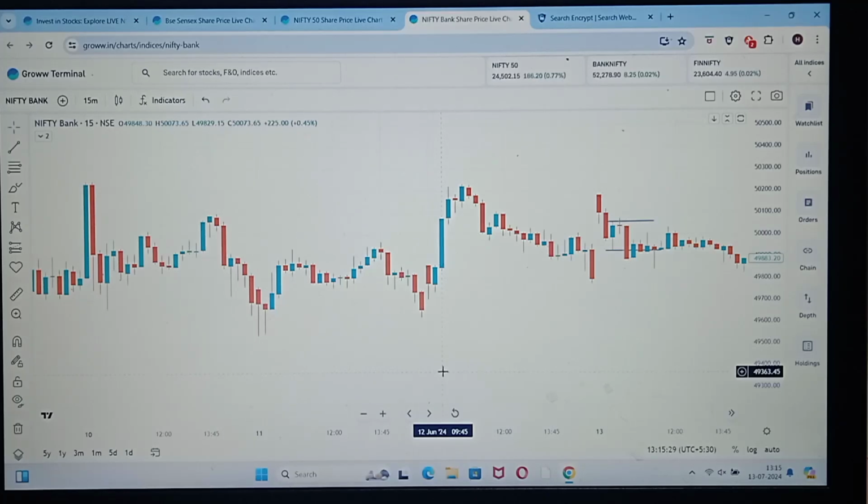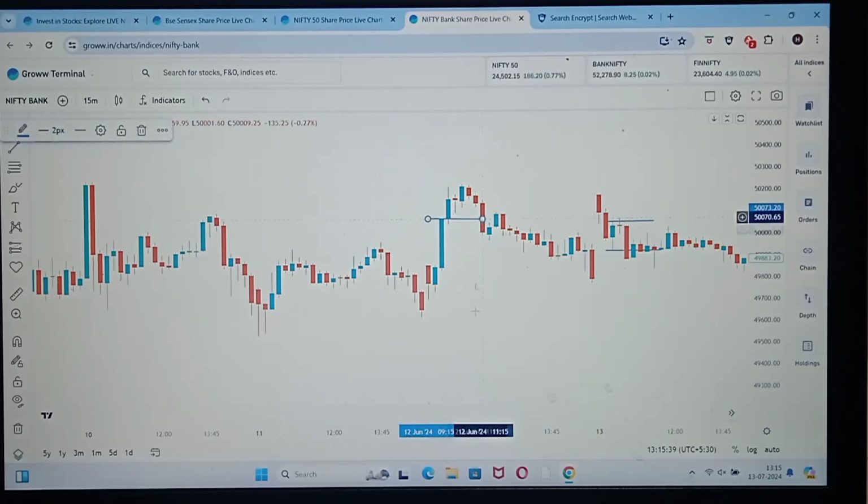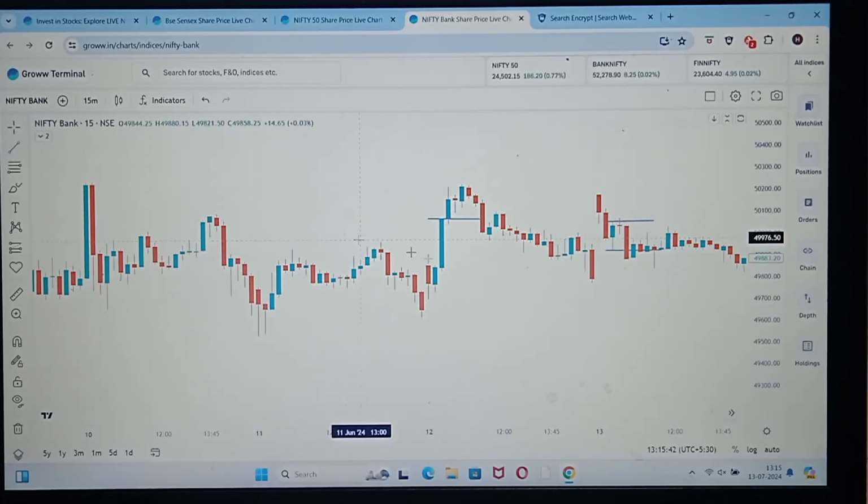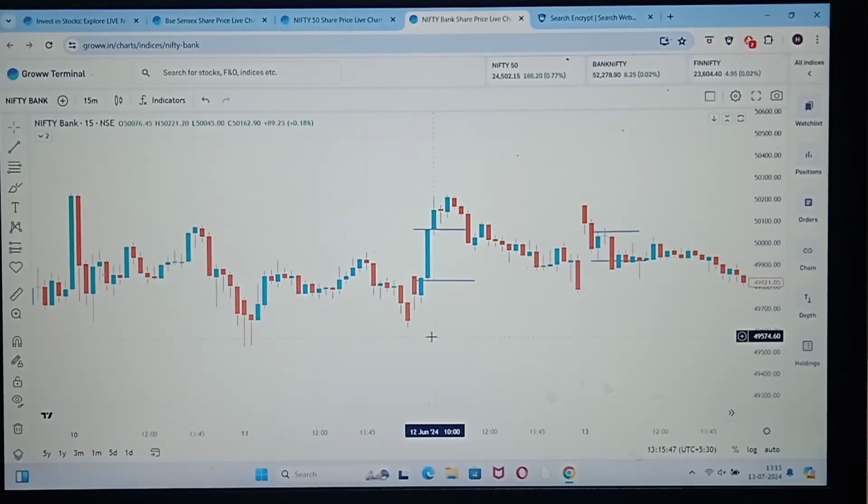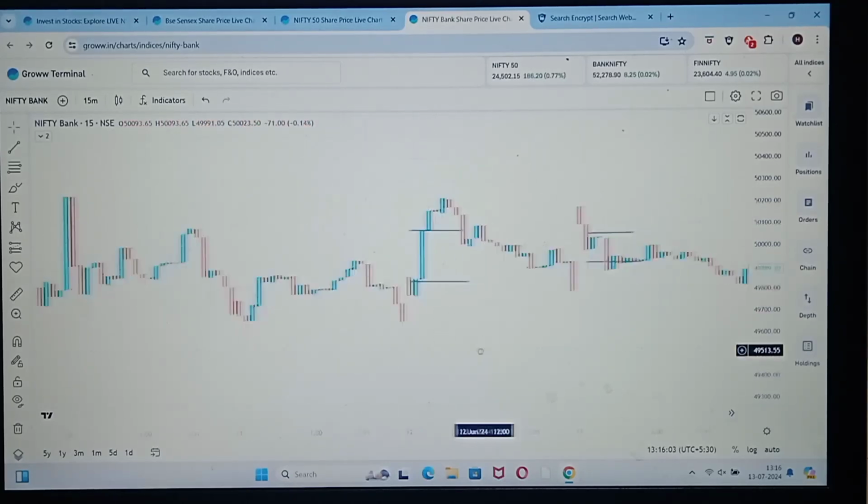So as your experience will increase in the market, you'll be getting the trades. You'll be booking more points as per your experience. This is the 9:45 candle. After this, you can see from here you can initiate your trade around the 50,080 mark, and it has given 140 points.